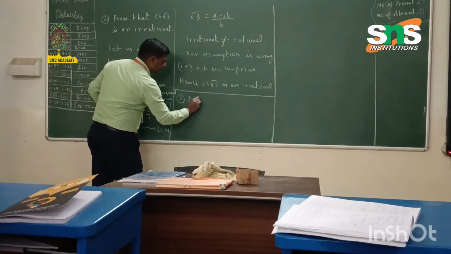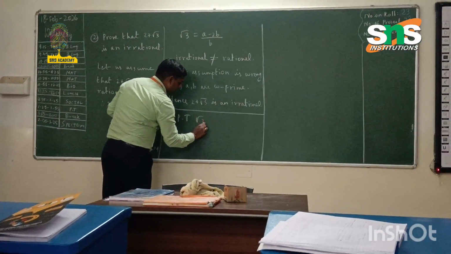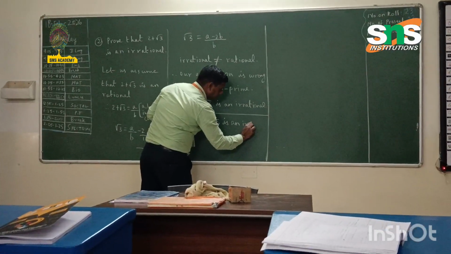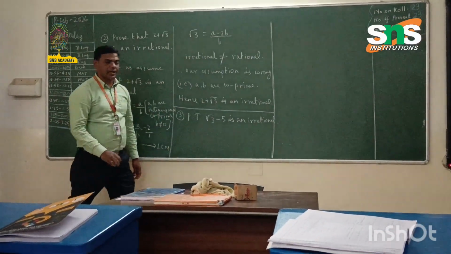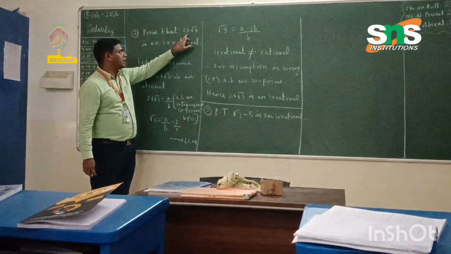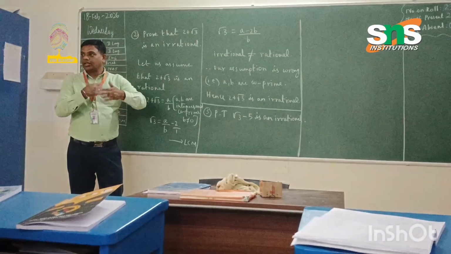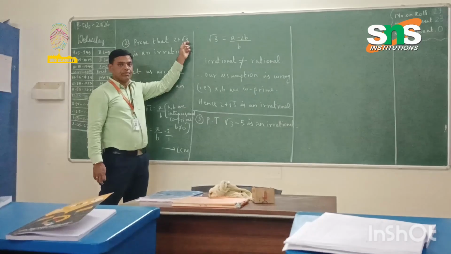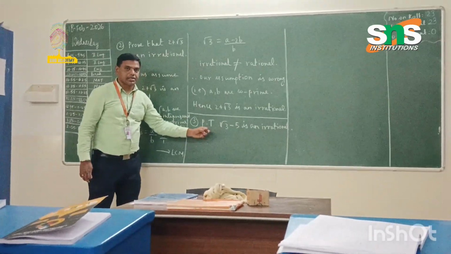Prove that root 3 minus 5 is an irrational number. Root 3 minus 5 is an irrational number. So try to see the difference between the sums. Here we have plus, here we have minus. At the same time, the order is changed. Here we have root 3, and in this sum root 3 is in this place. Please listen.